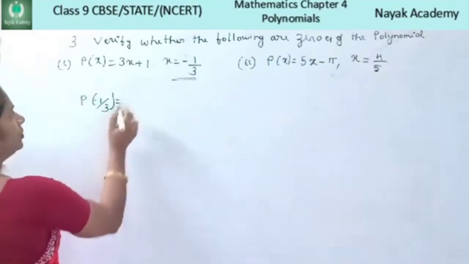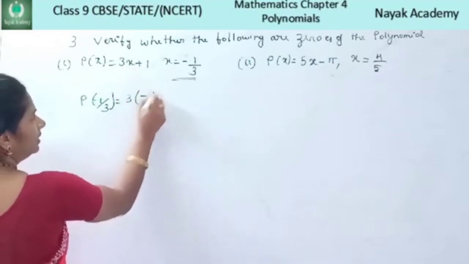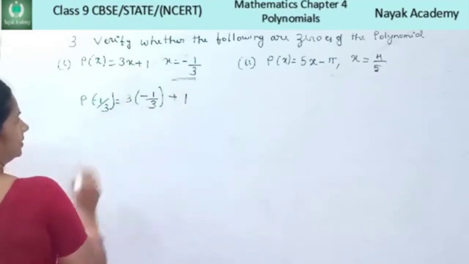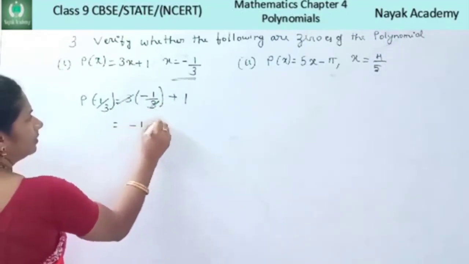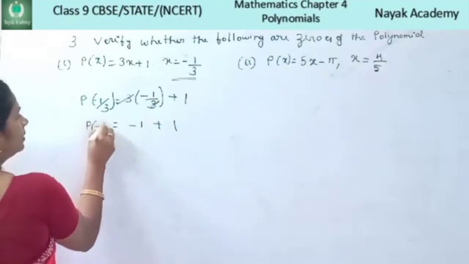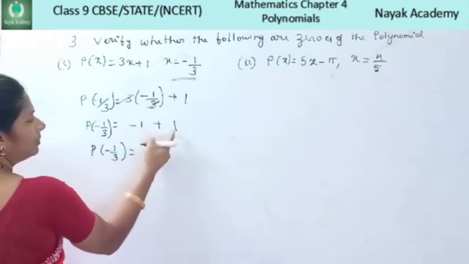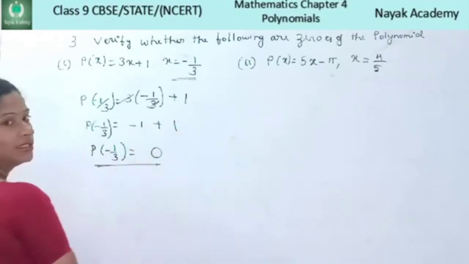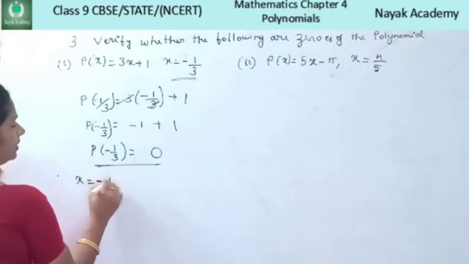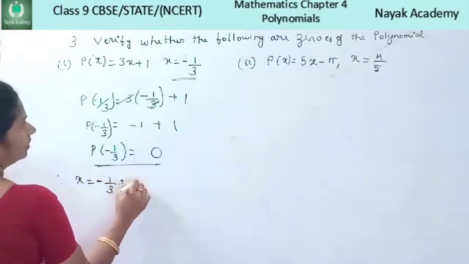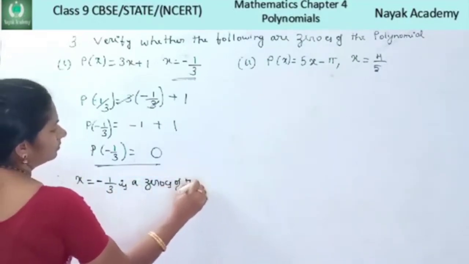Let us substitute the value, children. 3 into, in place of x, you substitute the value as minus 1 by 3, plus 1, right, as it is. So now 3 gets cancelled, minus 1 plus 1. So p of minus 1 by 3 value you will get minus 1 plus 1, it is 0. Therefore, what is your conclusion, children? Therefore, x is equal to minus 1 by 3 is a zero of the polynomial.